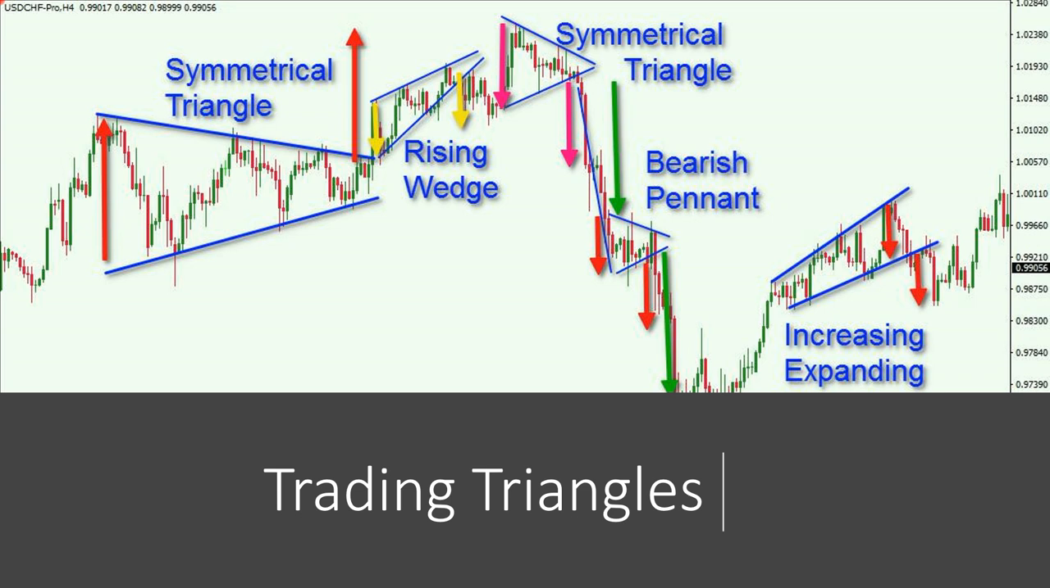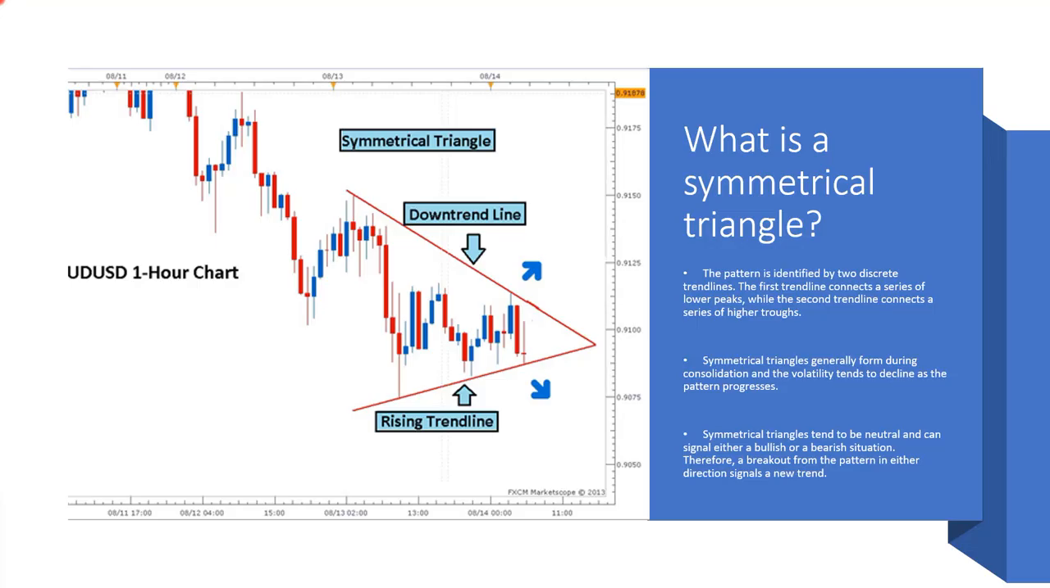So we have symmetrical triangles, rising wedges, symmetrical triangles, bearish pennants, increasing wedges. We have just about everything that fits in. Anything that has two angular lines coming together to form an apex can be defined as a triangle.